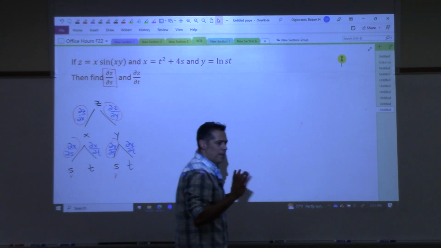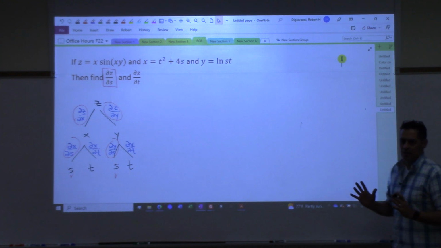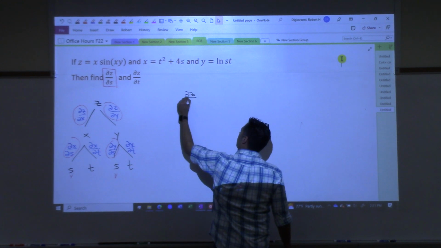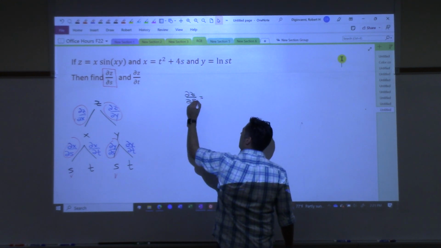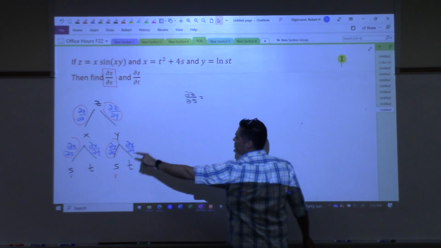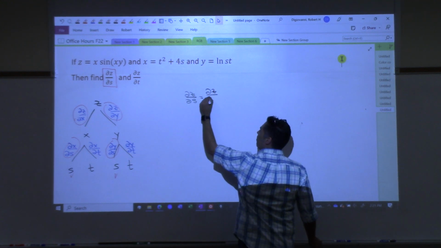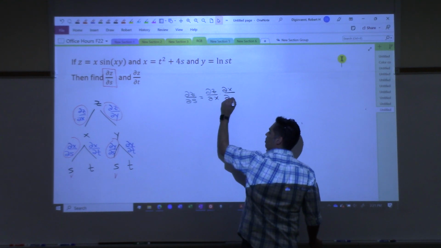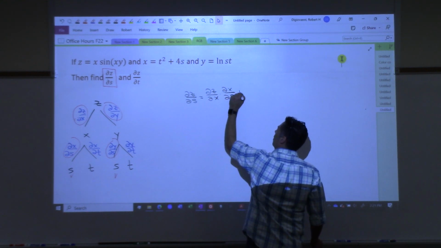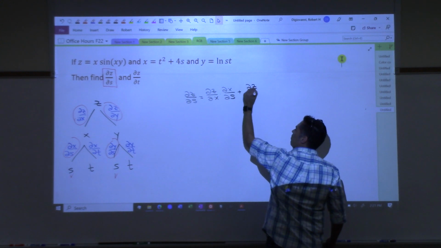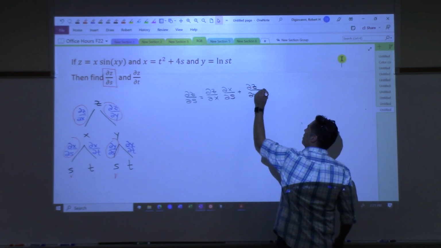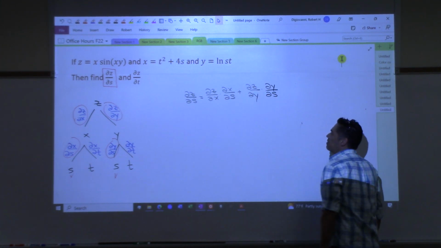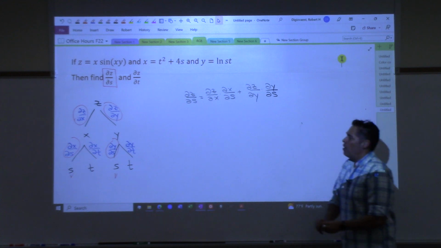The tree is just to help us keep track of everything, right? So the partial of z with respect to s would be, going down that left branch, partial z with respect to x times partial x with respect to s, plus partial z with respect to y times partial y with respect to s. That's the first thing I would have to compute if I wanted to do this, right?